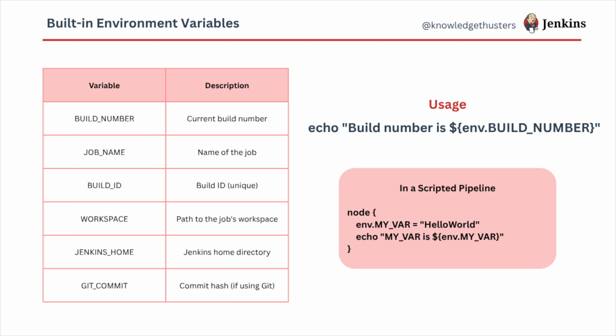In a scripted pipeline there is just a difference of definition. In node you need to write your environment variables, and the syntax will be env dot variable name and then the value of that variable. And the built-in environment variables will be used directly, like env dot workspace or build number. So I'll show you in a declarative pipeline how you can use your environment variables.